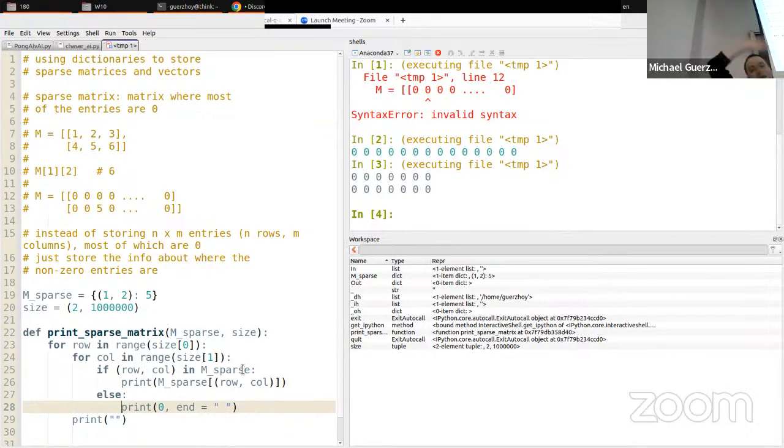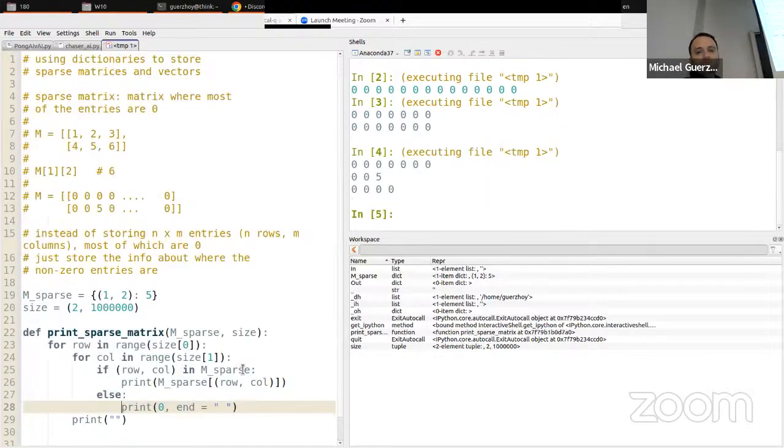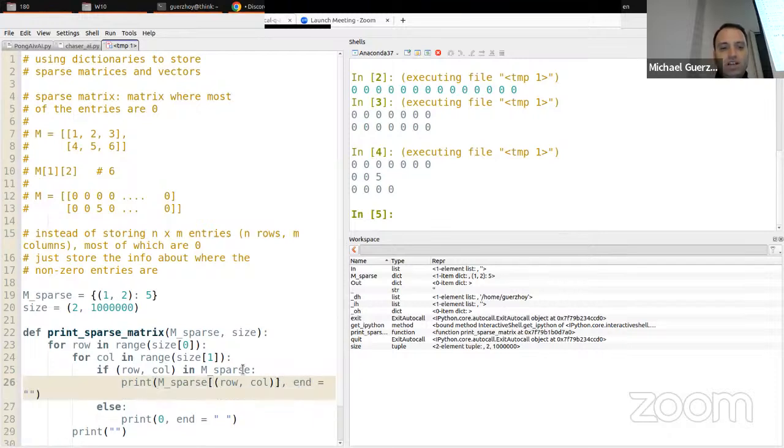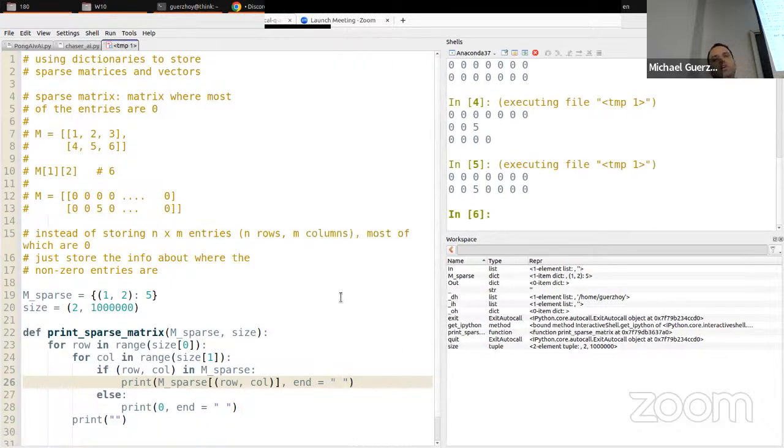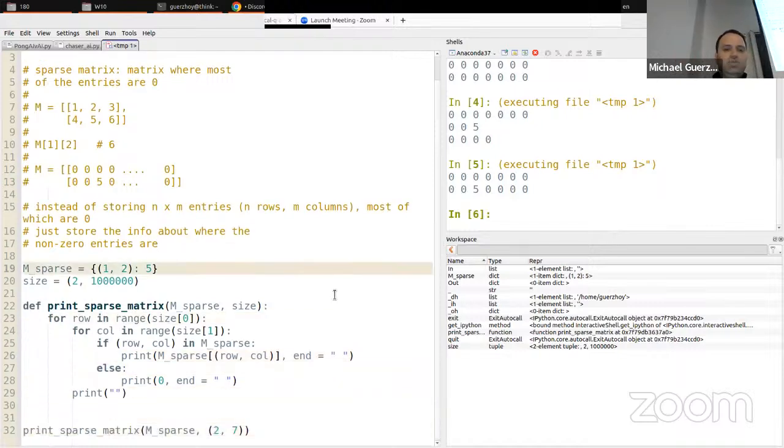Make sense? So by default, I print 0, but I check every time. Is the tuple row, column in m sparse? So that's like this, and I forgot end is equal to space. So that makes it so that when I print, I don't print a new line automatically. And that gives me my nice matrix. So this prints nicely. By the way, this doesn't really matter much, but this only prints nicely if I have entries that are single digit. If the entries are not single digit, it'll be kind of ugly.